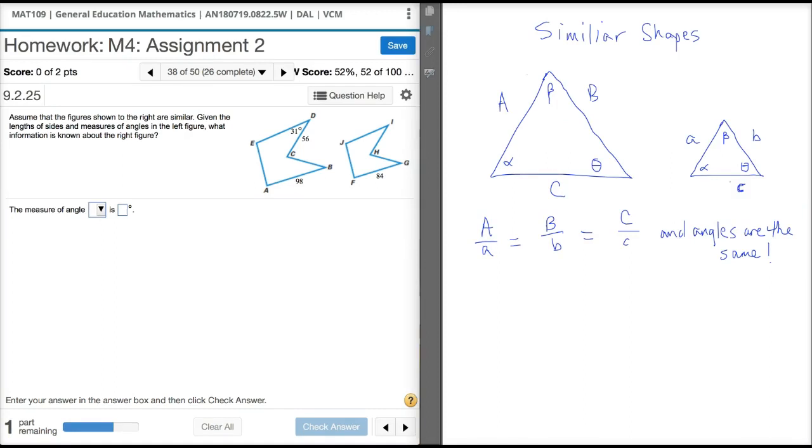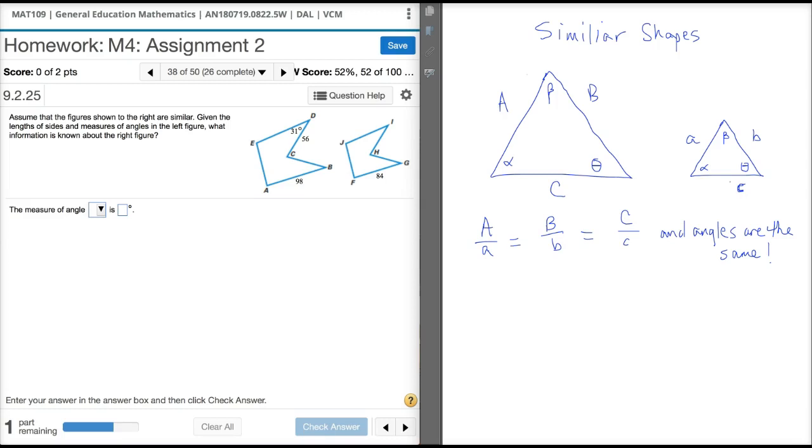figures are similar. And of course, that's a key word that we need to talk about. And it says, given the lengths of the sides and measurements of the angles in the left figure, what do we know about the information on the right figure? Now, what we have to know about similar shapes, and I'm using triangles here because usually this type of thing is used with similar triangles when you first learn it, but it just goes for shapes in general.